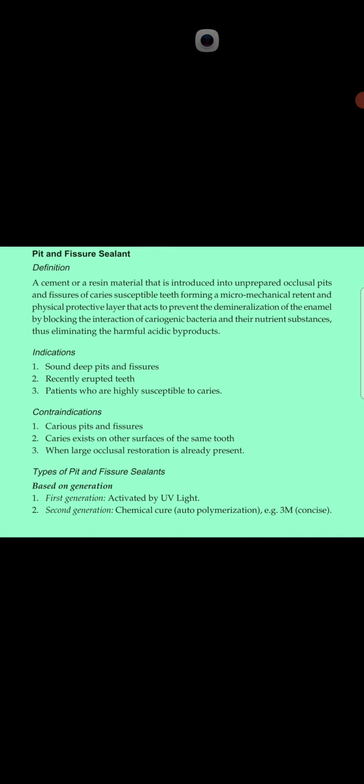Pits and fissure sealant is a cement or resin, and it may be a composite, flowable composite like resin material, that is introduced into unprepared occlusal pits and fissures of a caries susceptible patient, makes a micromechanical bond and a protective layer to prevent the demineralization of enamel by blocking the interaction of cariogenic bacteria and their nutrient substances, thus eliminating the harmful acidic byproduct. Now come to the indications of pits and fissure sealant.